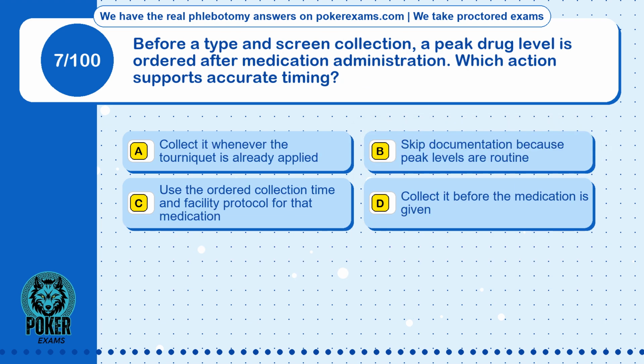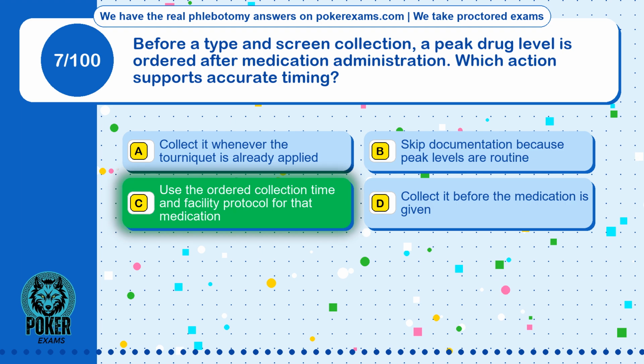Question 7. Before a type and screen collection, a peak drug level is ordered after medication administration. Which action supports accurate timing? Option A, collected whenever the tourniquet is already applied. Option B, skip documentation because peak levels are routine. Option C, use the ordered collection time and facility protocol for that medication. Option D, collect it before the medication is given.